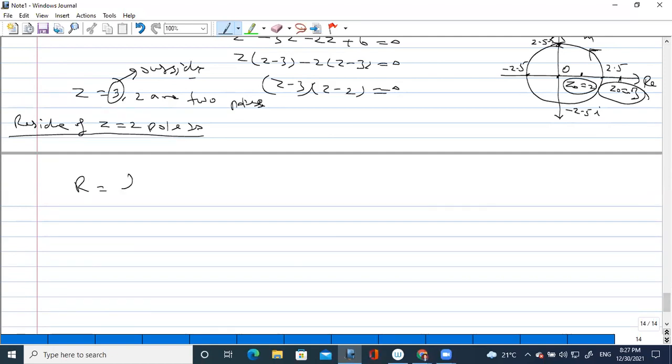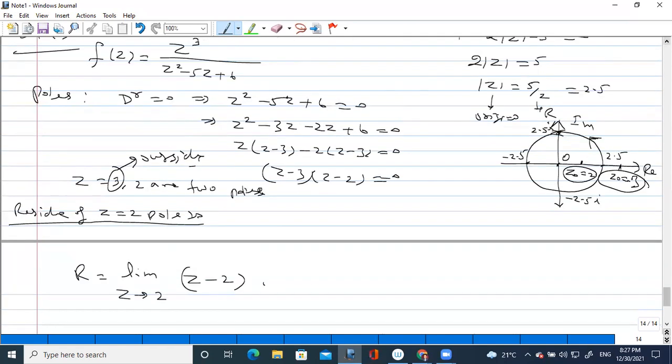So the residue will be limit z tends to 2, z minus z0, where z0 is 2, so z minus 2 into f(z). f(z) you can write like this: your f(z) is z cube by this much. Now in terms of poles, I have to write this denominator, so that it will be easy to use and one of the factors will be cancelled. So it will become z minus 3 into z minus 2.